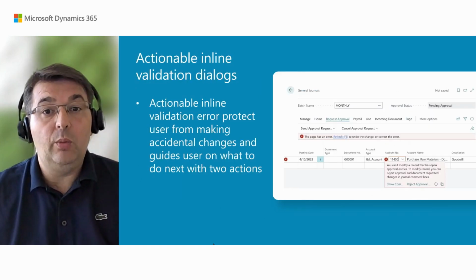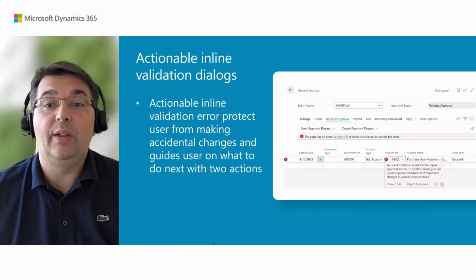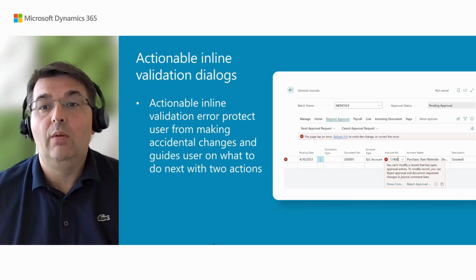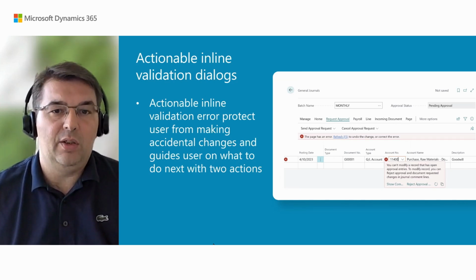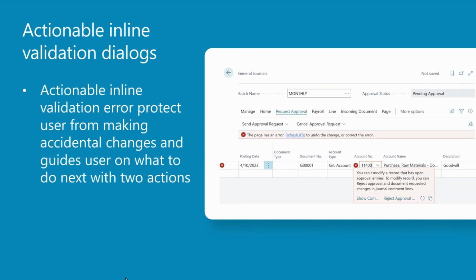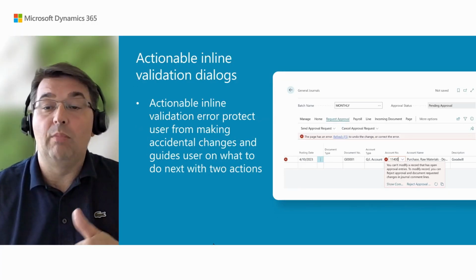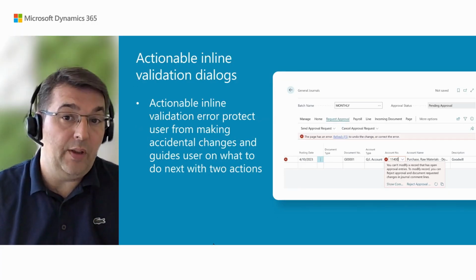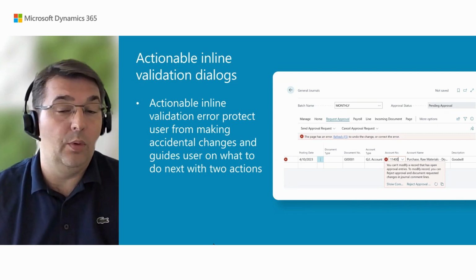To get to parity with actionable error dialogues, in 2023 release wave 2, we've also improved inline validation dialogues, as they also surface errors during data entry. Users now get navigate and fix-it actions on validation errors that either take you there to a problem so you can fix it or have Business Central fix it for you when possible.